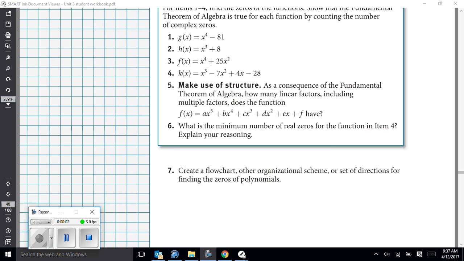The fundamental theorem of algebra says whatever the highest power, the highest degree on your function, that's the number of roots that you're going to have. So in number 2, we have x cubed plus 3. It's a degree of 3.